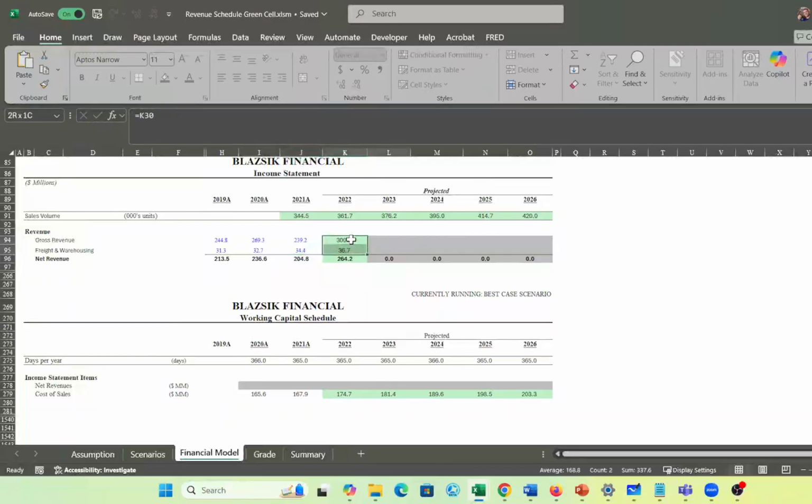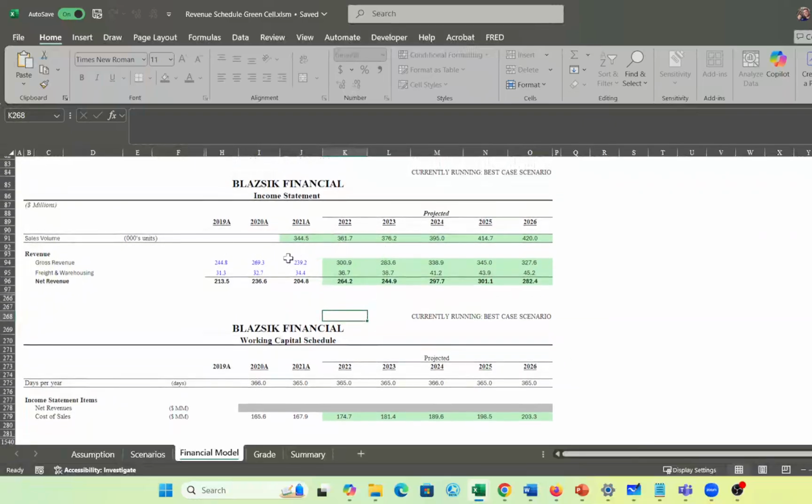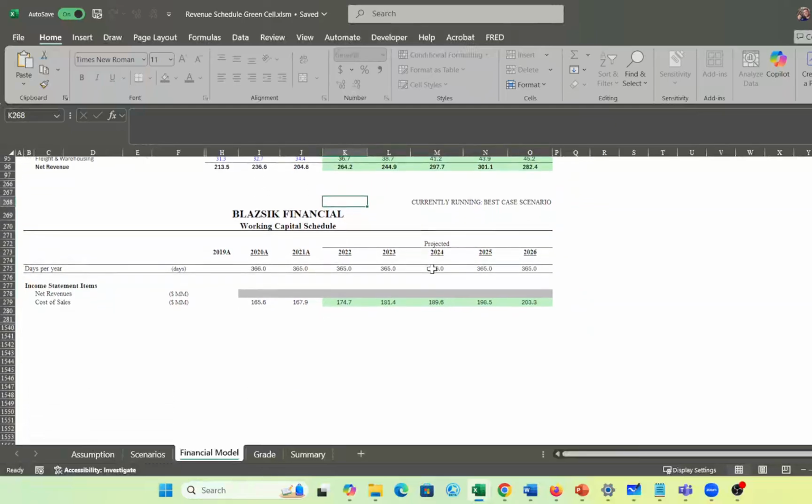Okay, so we got those two. I'm going to highlight that over, hit Control R. That means our revenue schedule, just forecasted revenue for the income statement. And then the last part is we need net revenue to plug into the working capital schedule. So to find working capital days in and totals, we need net revenue and cost of sales.